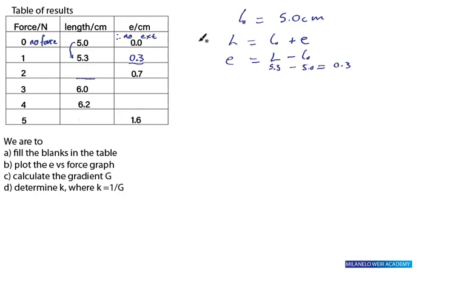Then we are now here. So what are we saying? We are saying with this load of 2 Newton, the spring extends by 0.7. So the length of the spring increases by 0.7. It increases from what length? From the original length.